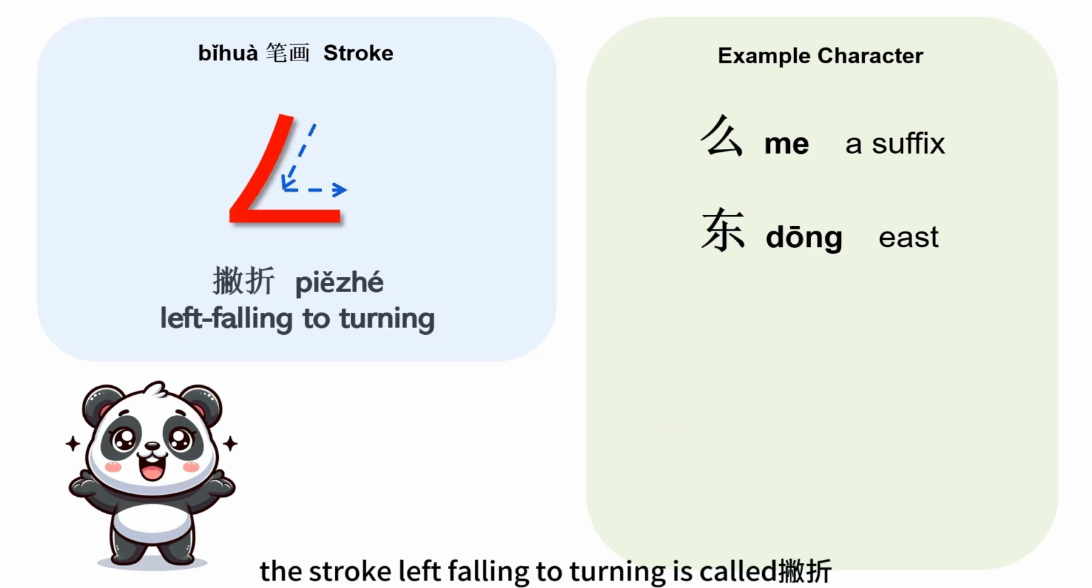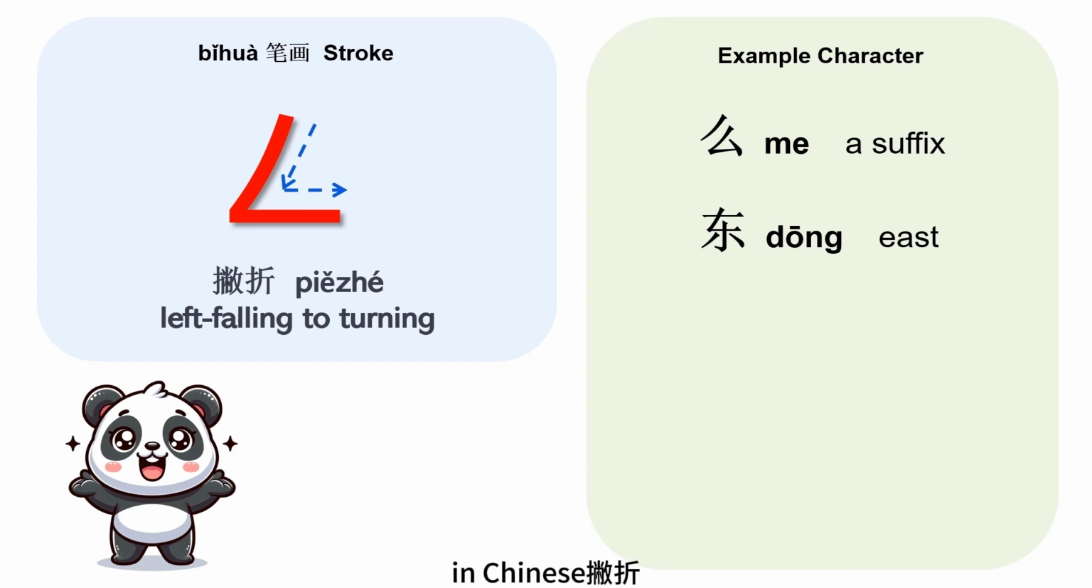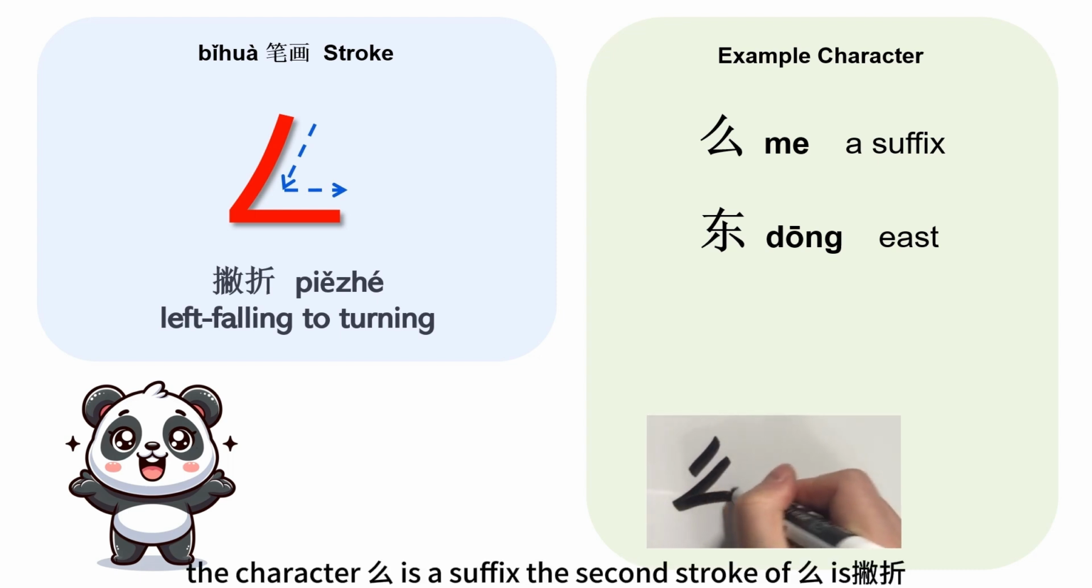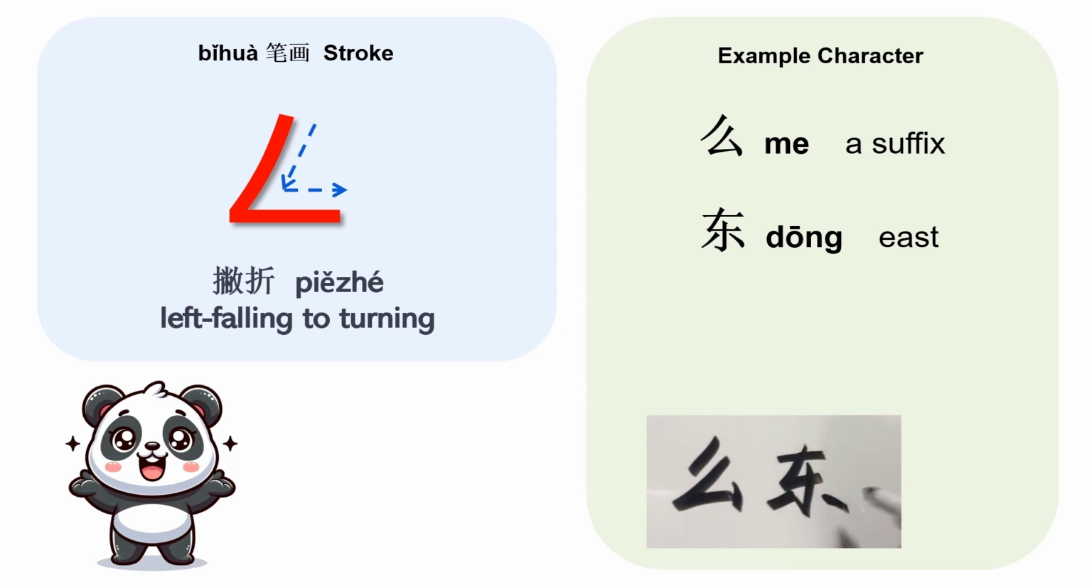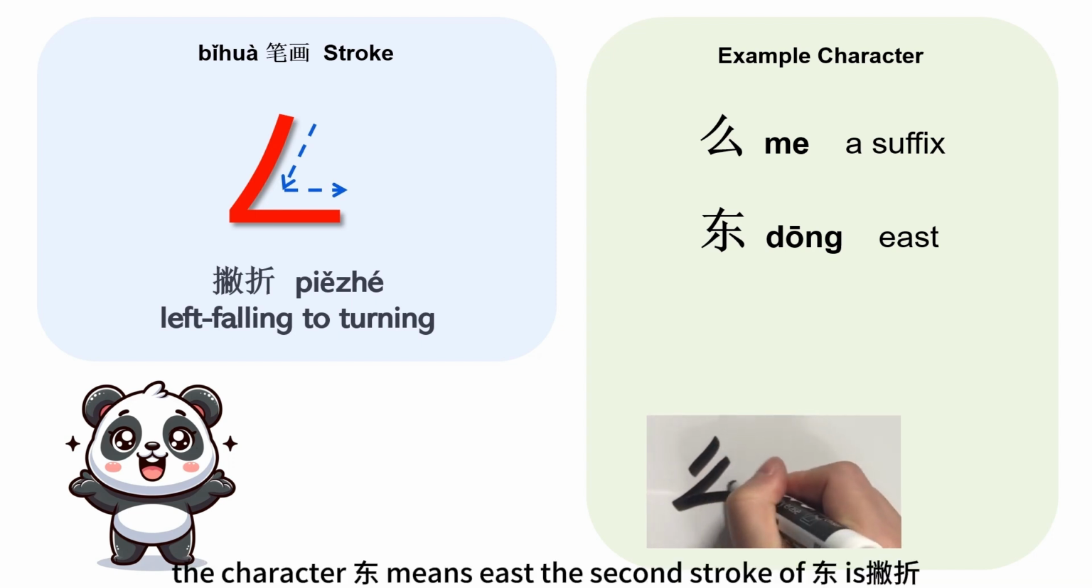The stroke left falling to turning is called 撇折 in Chinese. 撇折. The character 么 is a suffix. The second stroke of 么 is 撇折. The character 东 means east. The second stroke of 东 is 撇折.